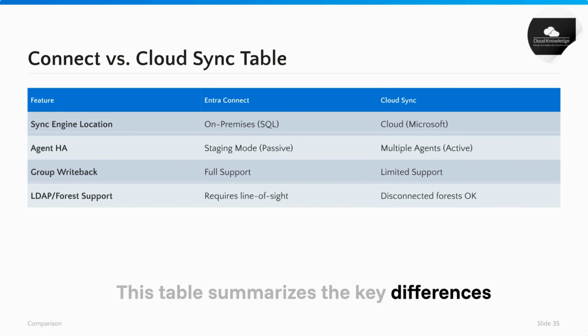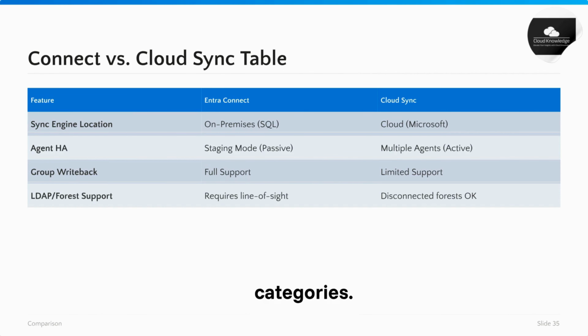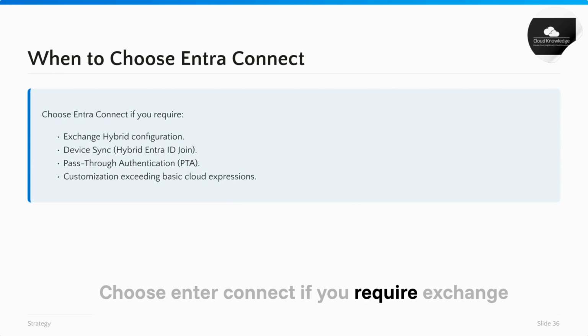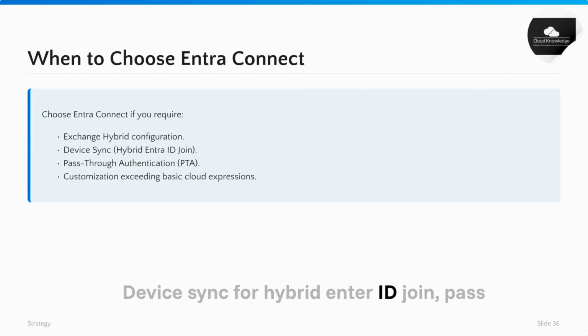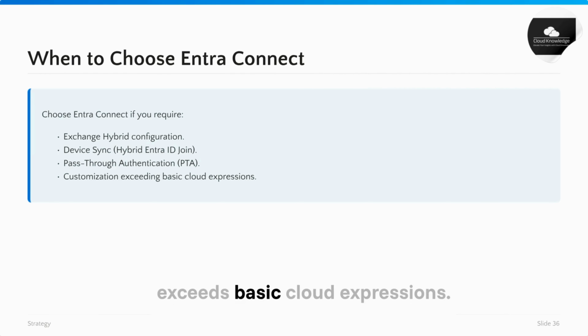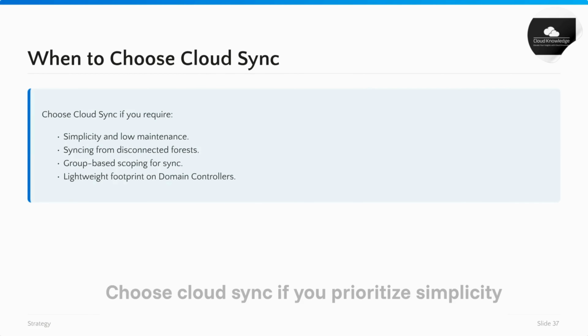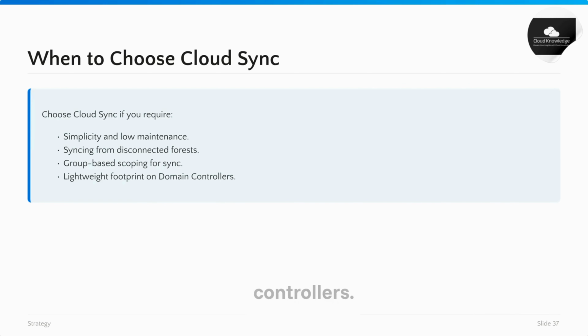This table summarizes the key differences between Connect and Cloud Sync across various architectural, feature, and operational categories. Choose Entra Connect if you require Exchange Hybrid configuration, Device Sync for hybrid Entra ID join, pass-through authentication, or customization that exceeds basic cloud expressions. Choose Cloud Sync if you prioritize simplicity and low maintenance, need to sync from disconnected forests, require group-based scoping for sync, or want a lightweight footprint on your domain controllers.